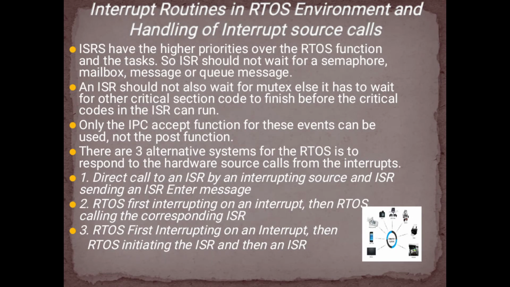In handling the interrupt itself, we have three types of handling. The first is a direct call to an ISR. If you have an interrupt, the hardware interrupt will directly call the ISR. From the ISR, a request is given to the RTOS. Information is passed to the RTOS, and then from the RTOS the other process takes place.